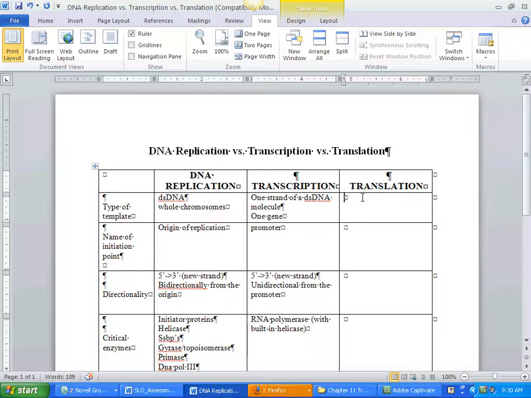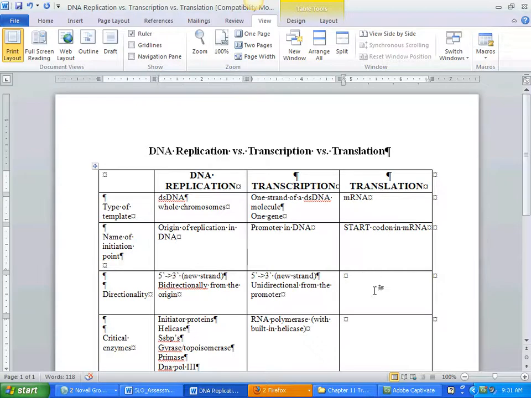The type of template, if we were going to use the word template, I guess I would say an mRNA is the template for translation, meaning mRNA has the information that's going to be used to make a protein. The name of the initiation point, the translation start point, is called the start codon, and it's in the mRNA. And I should mention the promoter is in the DNA, and the origin of replication is in the DNA.